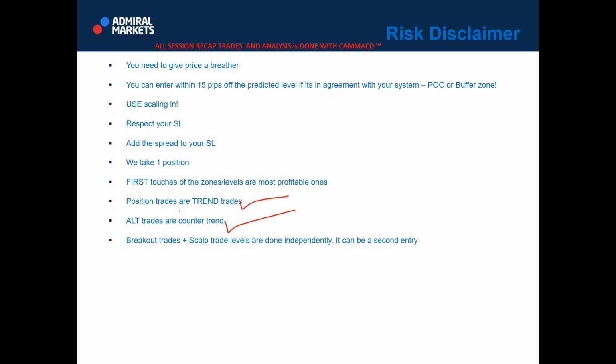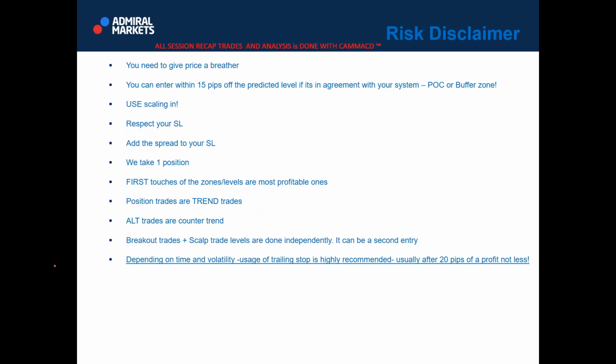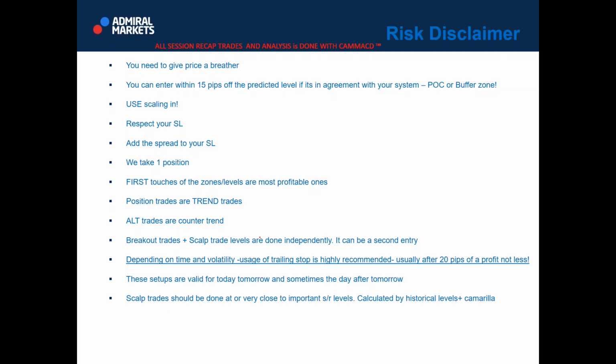So they can be a second entry. We can make one position and one breakout, or one alternative, one breakout and scalp. These are separate, additional setups. Depending on time and volatility, usage of a trailing stop is highly recommended. I never recommend closing when profit is less than 20 pips, so that is the minimum amount of pips you should get with these setups. These setups are valid for today, tomorrow, and sometimes the day after tomorrow.